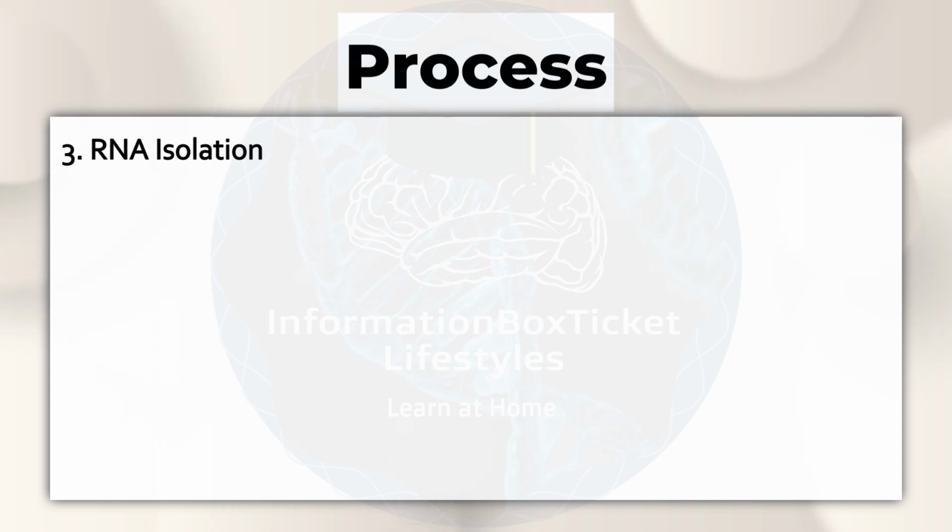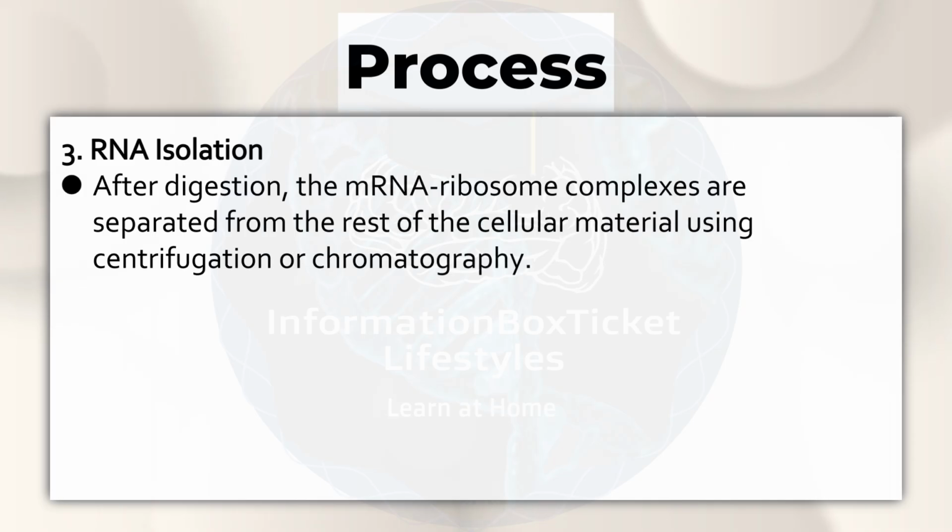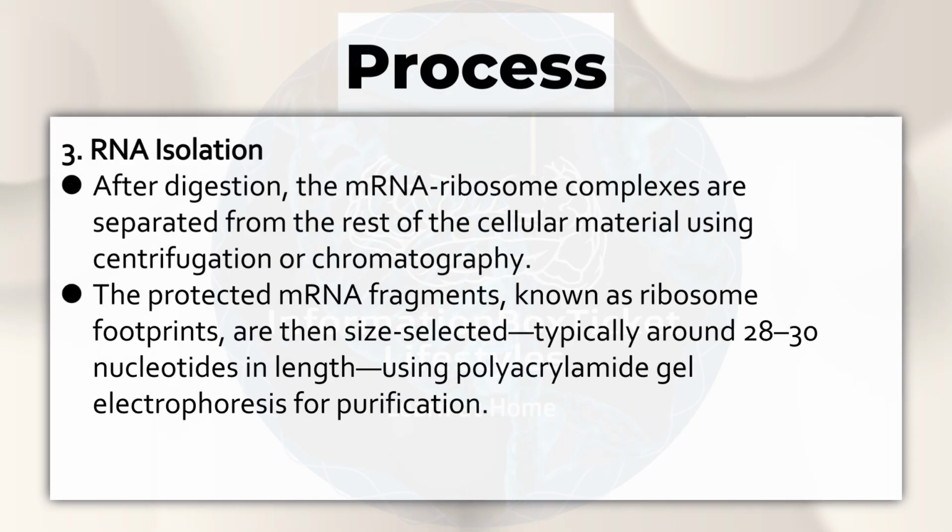Number 3. RNA isolation. After digestion, the mRNA ribosome complexes are separated from the rest of the cellular material using centrifugation or chromatography. The protected mRNA fragments, known as ribosome footprints, are then size selected, typically around 28 to 30 nucleotides in length, using polyacrylamide gel electrophoresis for purification.